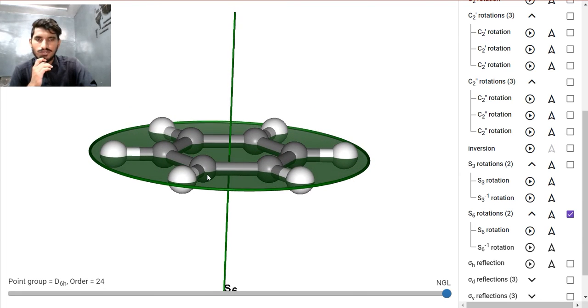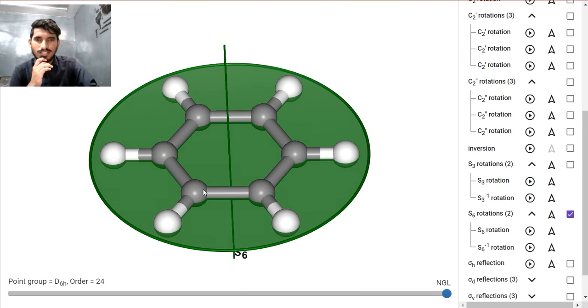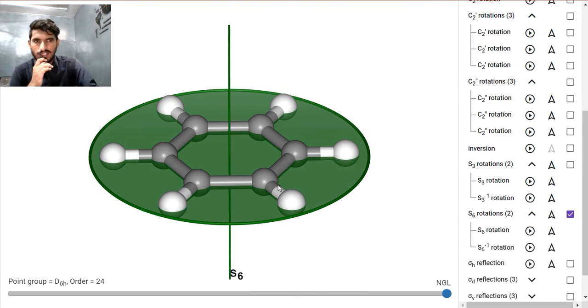And then what I have to do? I have to just pass a perpendicular plane, not parallel. I have to pass a perpendicular plane to this C6 axis of rotation, and that will leave me with an S6 improper axis of rotation. Okay, so that's the S6 improper axis of rotation that does exist in the molecule of benzene.